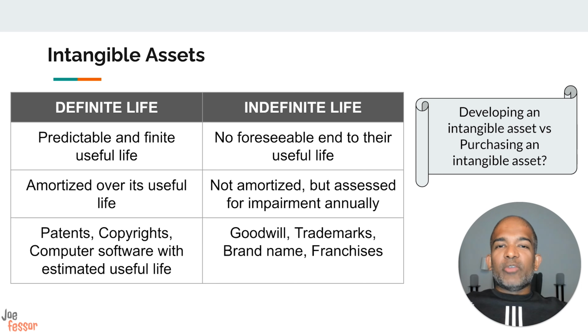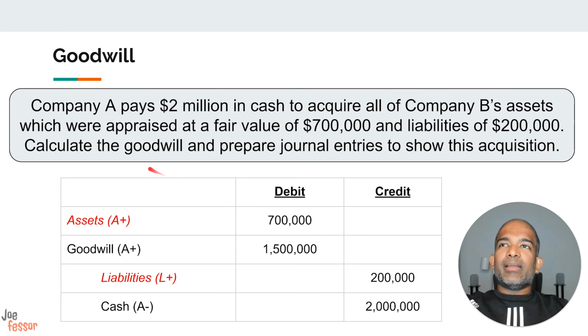On the other hand, if you purchase an intangible asset from outside the company, you're going to record this as an asset in your books and capitalize it. Now let's look into detail as to what goodwill refers to. We're going to understand this using an example. Let's say company A pays $2 million in cash to acquire all of company B's assets, which were appraised at a fair value of $700,000 and liabilities of company B were $200,000. Calculate the goodwill and prepare journal entries to show this acquisition.